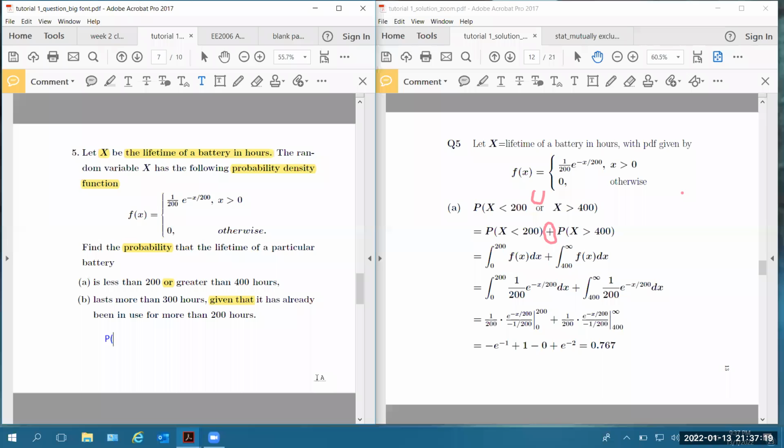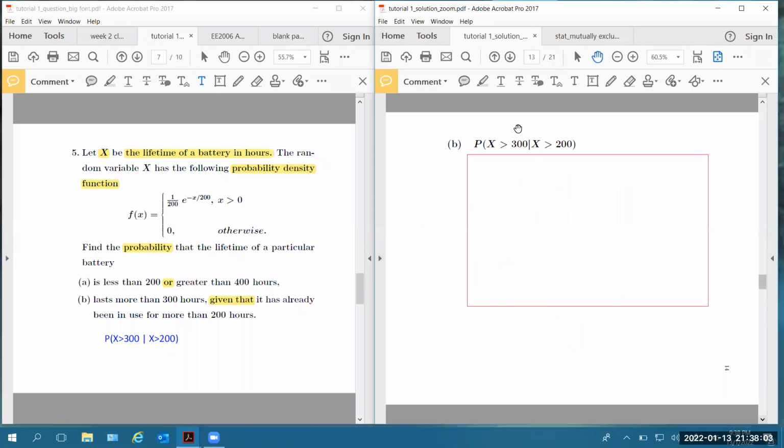This is the probability that X lasts more than 300 hours, given that the battery has already been in use for more than 200 hours. If the battery has already been in use for more than 200 hours, what can you say about the lifetime of this battery? At least more than 200. Just interpret it like that. So this is the conditional probability that you will be finding.